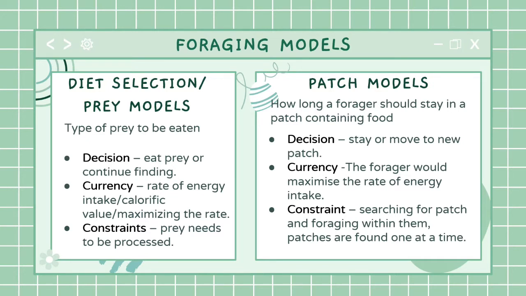The patch model describes how long to stay in a patch, so foragers must decide how long to stay in a patch. The optimality for the patch model: first, the decision, to stay or move to a new patch. Second, the currency: the forager will maximize the rate of energy intake. And for the constraint, searching for a new patch and foraging within them, patches are found one at a time.